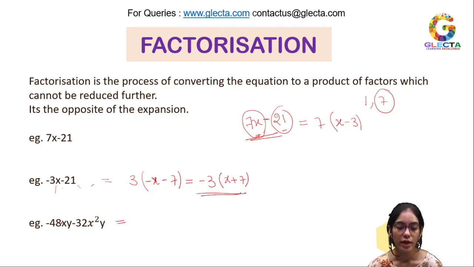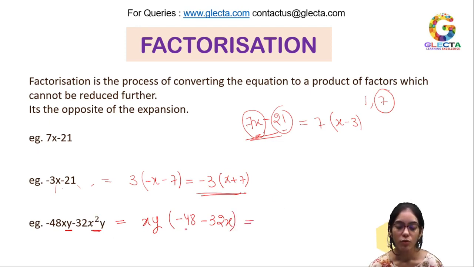Now, minus 48xy minus 32x square y. If you look at the variables, we have xy, we have x square y. What are the common factors that we can remove from this expression? We can have x outside and y as well. So it will be minus 48 minus 32x, because 1x is out of the bracket.